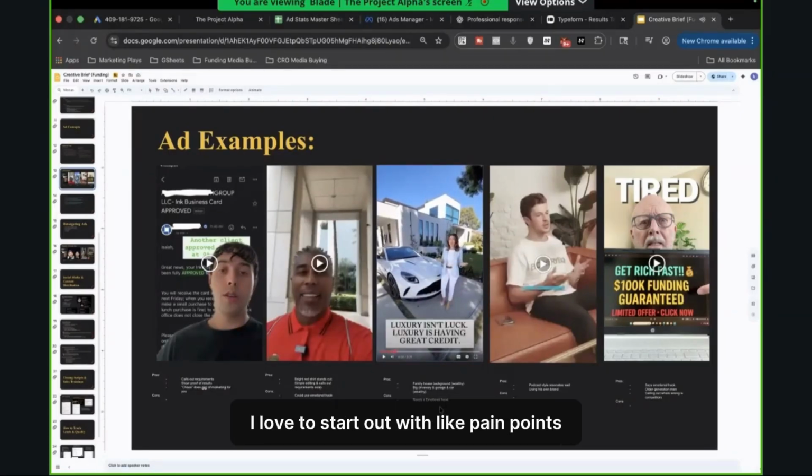I love to start out with pain points, or what I call emotional hooks. Hey, have you recently been denied, as an example? Are you tired of watching competitors get funded and scale their business and grow their inventory or payroll, but you're stuck in the weeds? I like to use those pain points in the beginning because it almost always gives you a cheaper cost per result and it really attracts the right type of people.